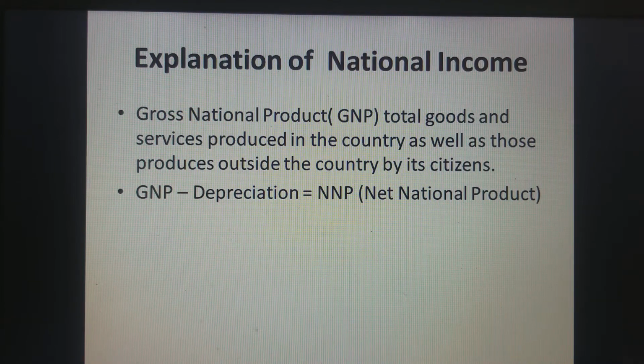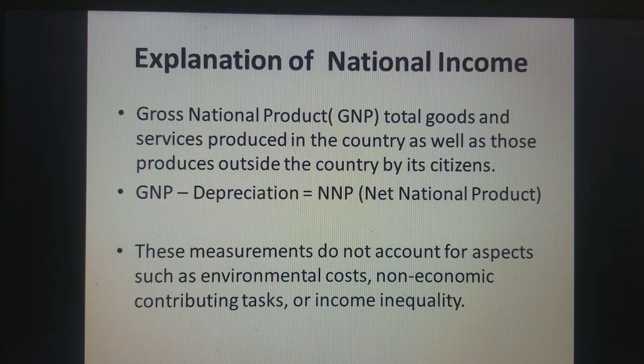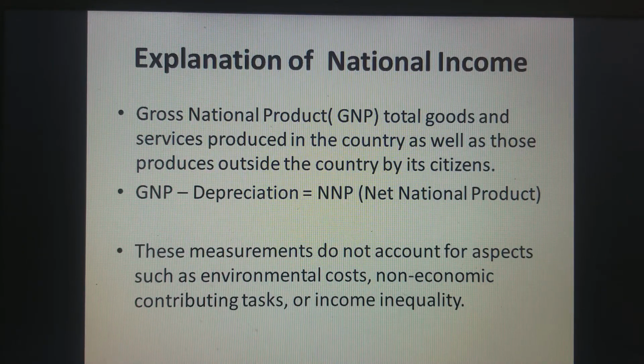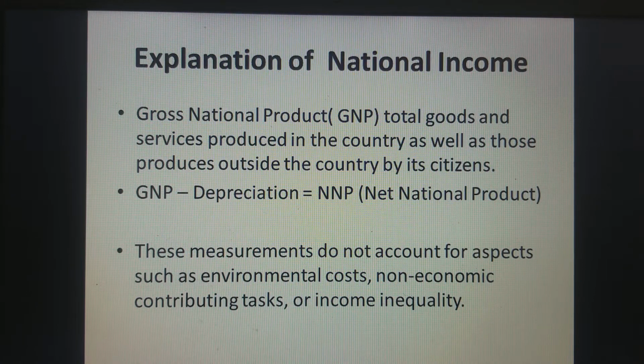Now, of course, in calculating the gross national product, we subtract depreciation from the gross national product to give us what is called the net national product. These measurements do not account for aspects such as environmental costs. So what we're saying is that gross national product, gross domestic product, all of these do not take into consideration aspects such as environmental costs, non-economic contributing tasks, or income inequalities. They don't measure those things. That's what we're saying.